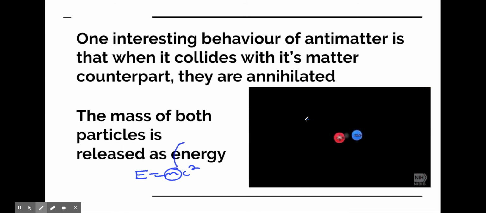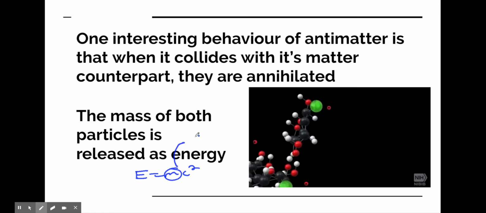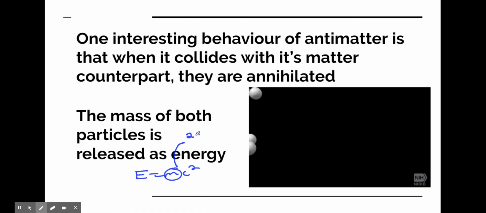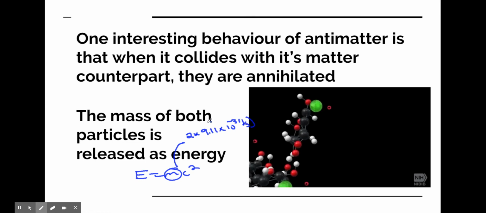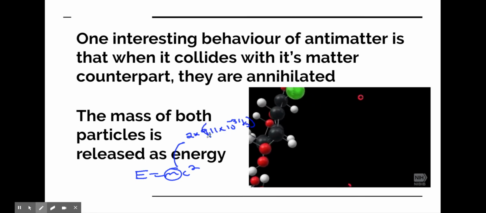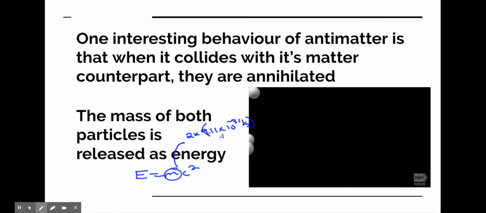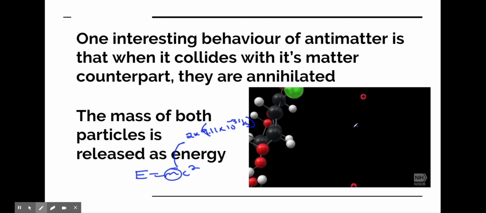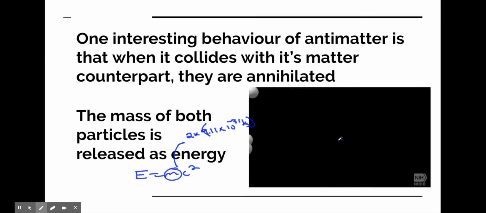So if we have this positron-electron interaction, we would convert 2 times 9.11 times 10 to the minus 31 kilograms. 2 because it's both particles that get annihilated, the positron and the electron. So we would convert all their mass into energy. This would be called an antimatter explosion if this happened with enough of this material.